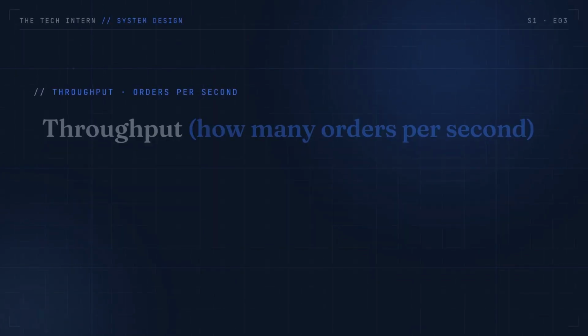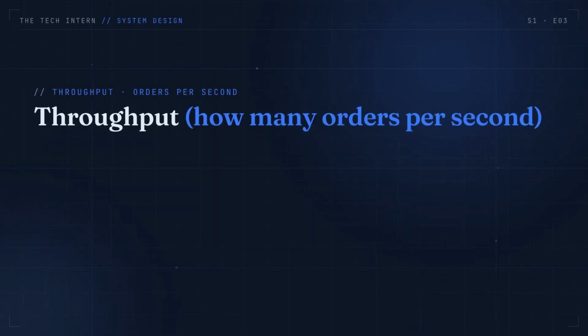Now latency answers how long does one request take? But that's only half the picture. The other question is how many requests can be handled at the same time? That's throughput. Imagine a pipe. One order travels through it per second. 1 QPS, queries per second, which is the unit engineers use.